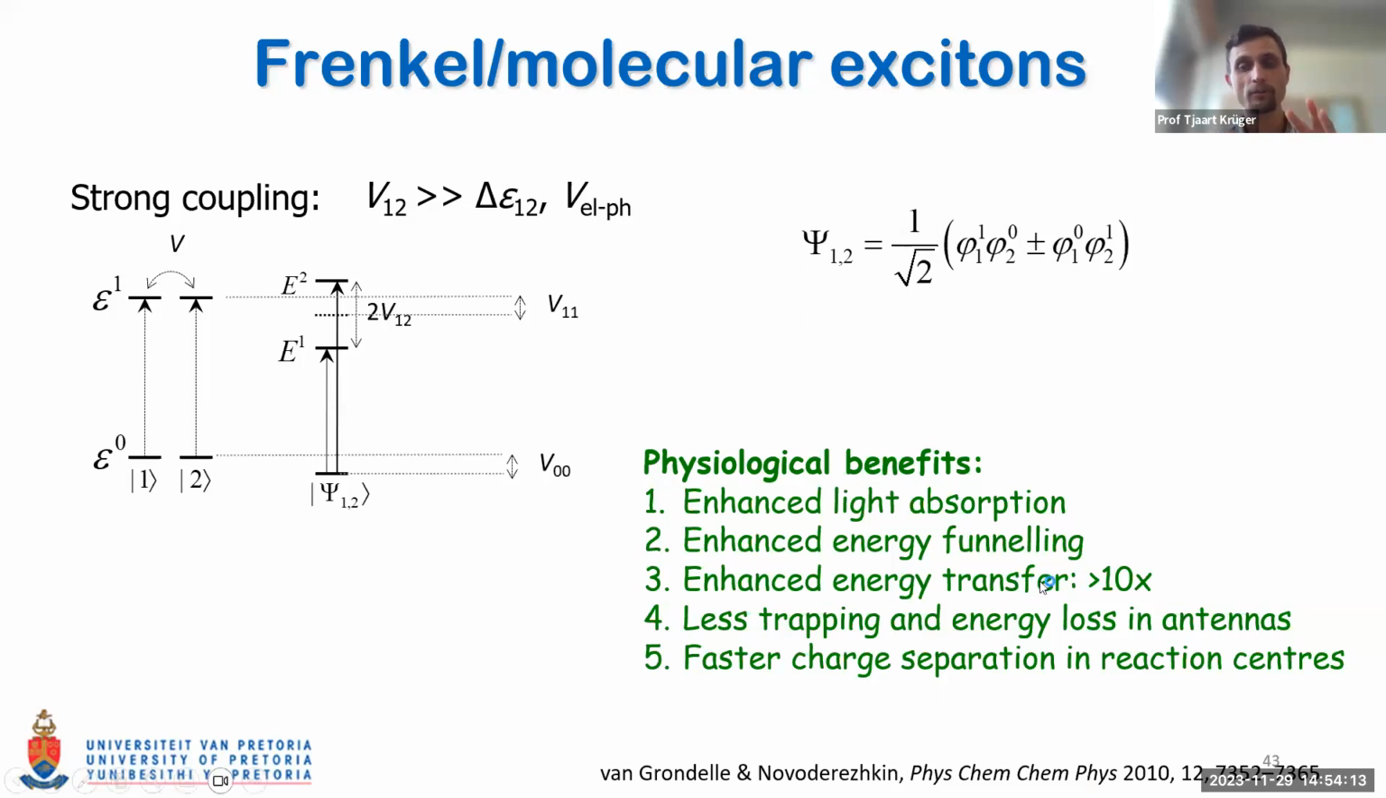And not only because of fewer steps is there faster energy transfer, but also if one compares the underlying theoretical models, one can predict that by using the correct model, there will be at least 10 times faster energy transfer if the excitonic coupling is taken into account. The fourth physiological benefit is that there's less trapping and energy loss in the light harvesting antennas.